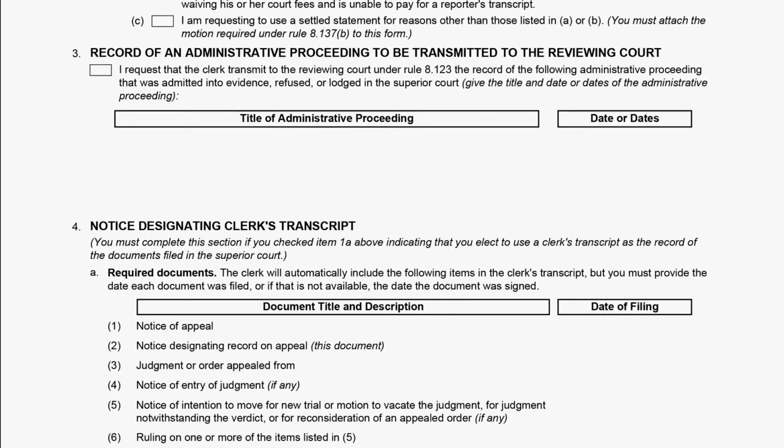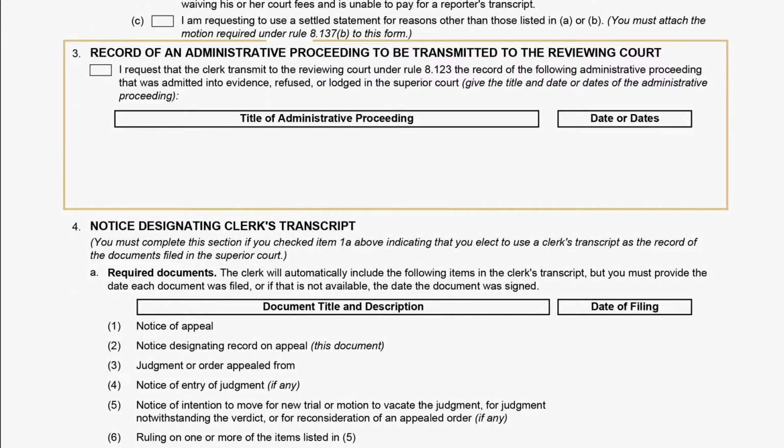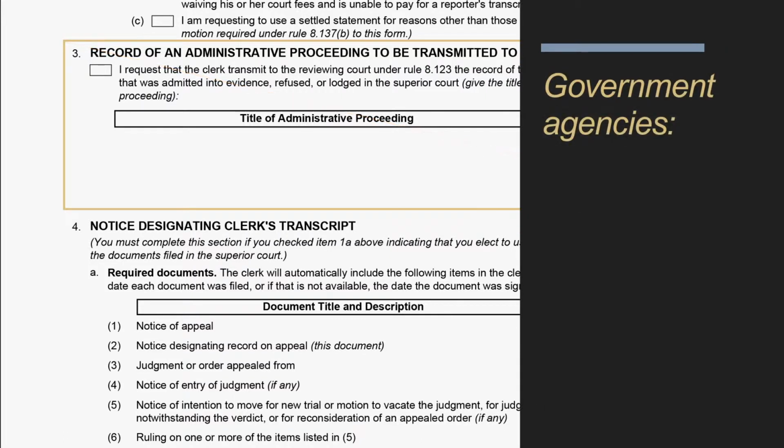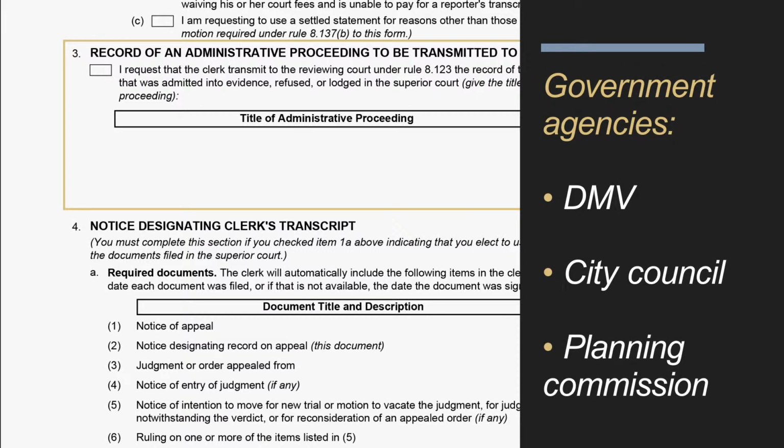The next section of the form is Part 3, Record of an Administrative Proceeding. You can skip this part unless your case is about something that happened in a government agency like the DMV, a city council, or a planning commission. If your case was for review of an administrative action, designate the same record of what happened in the government agency that was used in trial court.